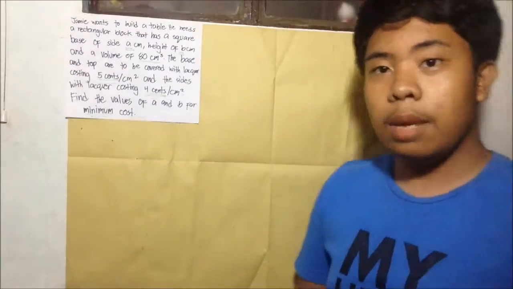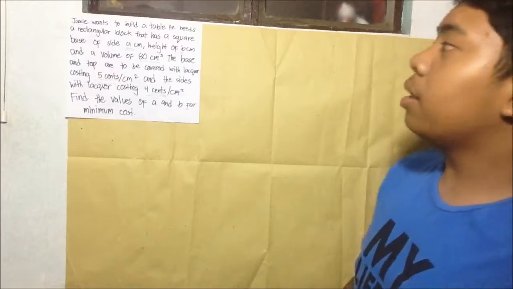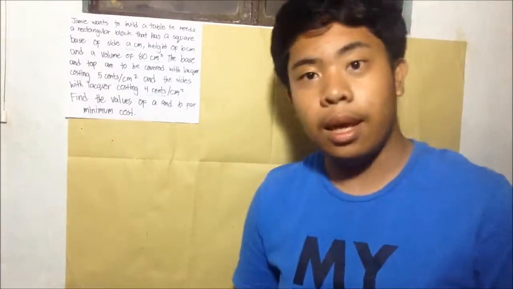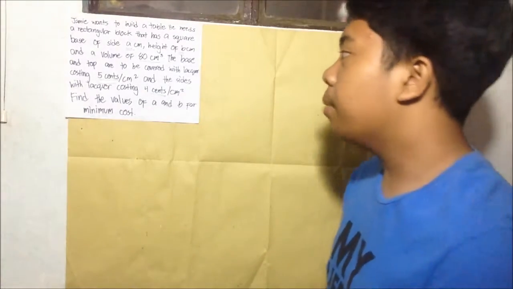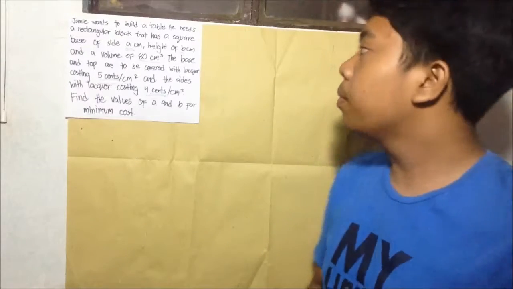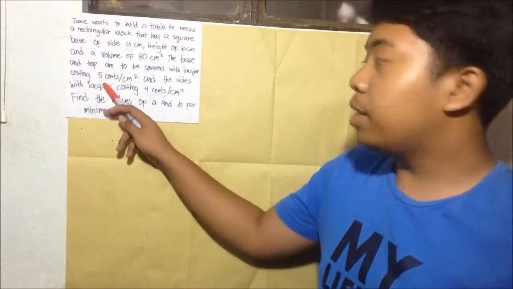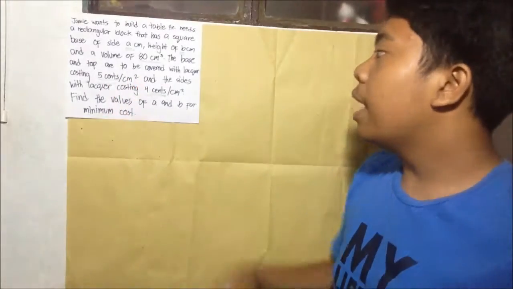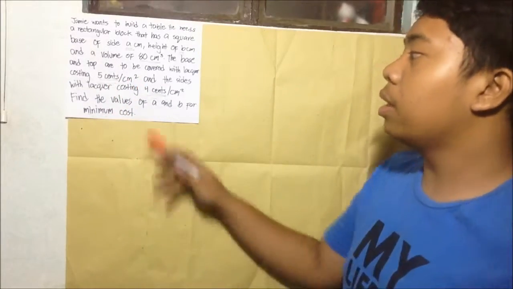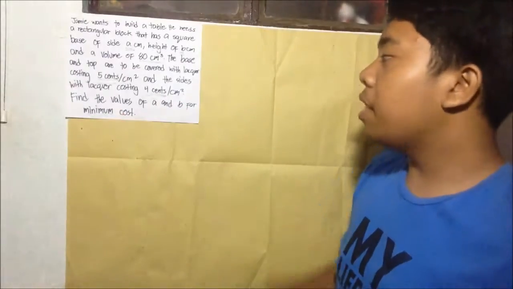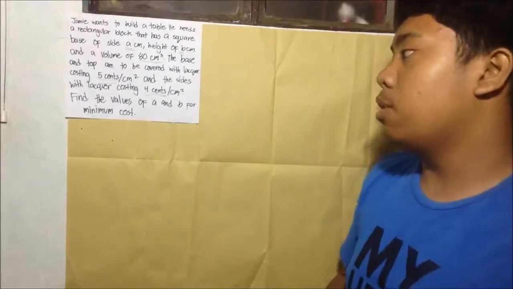Jamie wants to build a table. He needs a rectangular block that has a square base of side A cm, height of B cm, and a volume of 80 cm cubed. The base and top are to be covered with lacquer costing 5 cents per cm squared, and the sides with lacquer costing 4 cents per cm squared. Find the values of A and B for minimum cost.